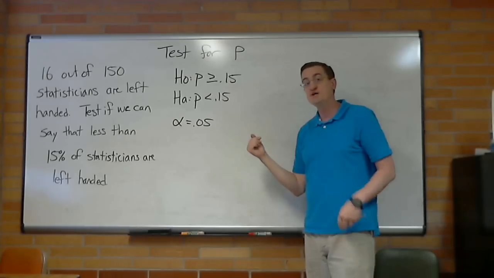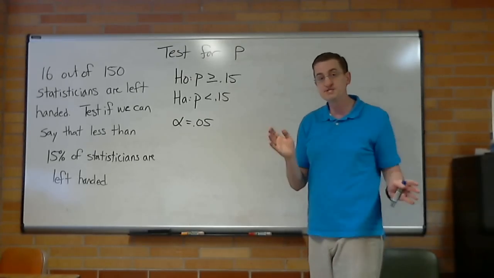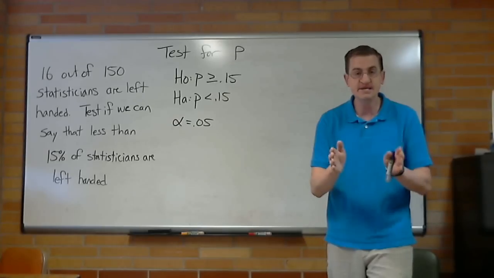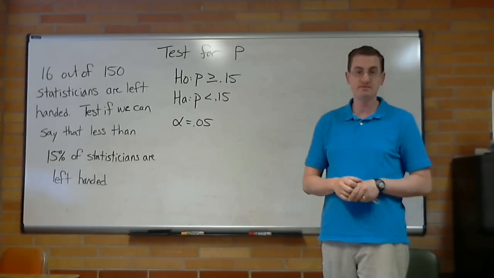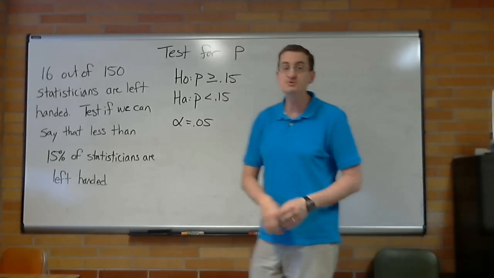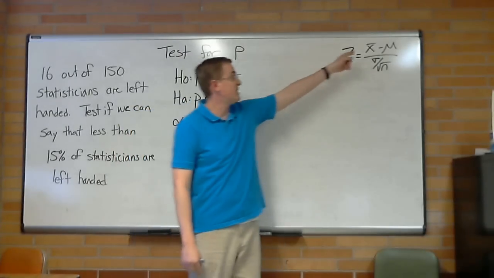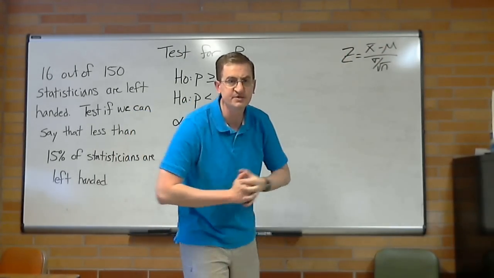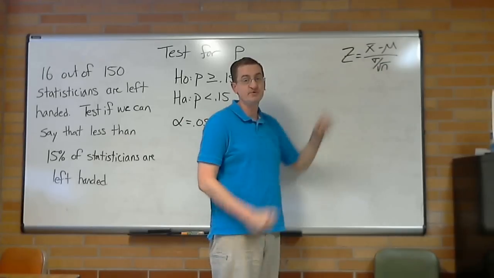So, next question, is this going to be Z or T? If it's proportions, it's always Z. There is no T associated with proportions. Here's the way we used to do these. We took our observed data minus our mu. There's a glare right there. That's really annoying. And then we have our sigma over the square root of n.